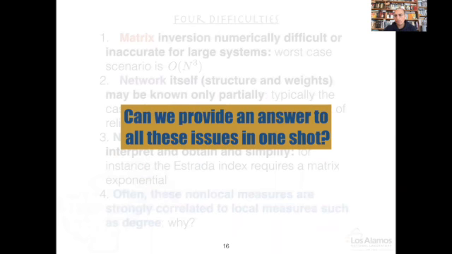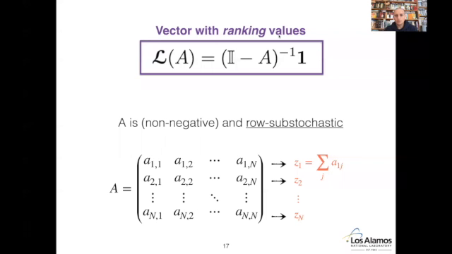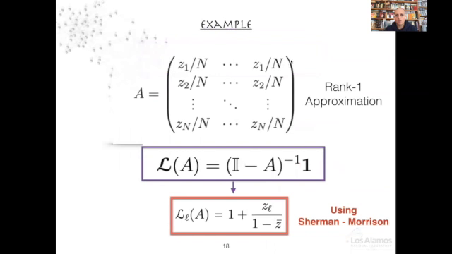Then can we provide an answer to all these issues in one shot? For this purpose, let me introduce a matrix A, which is positive and row substochastic, and Zi's are the row sums of the matrix A. One simple example of this type of matrices is the following matrix here, which has the rows equal to Zi's divided by n. Ranking for this matrix can be evaluated analytically via the Sherman-Morrison formula. And what we see is that the Lth value of this ranking is given by 1 plus ZL divided by 1 minus Z bar, where Z bar is the average over the Z.